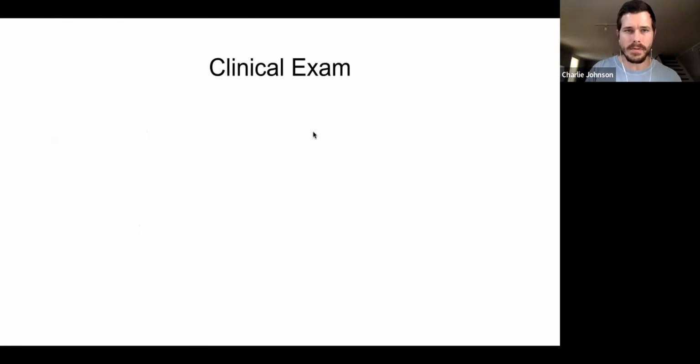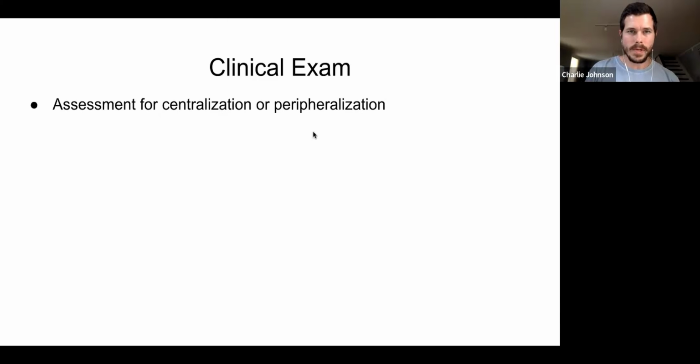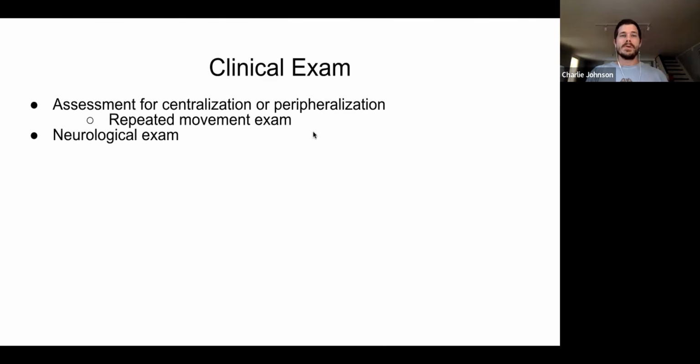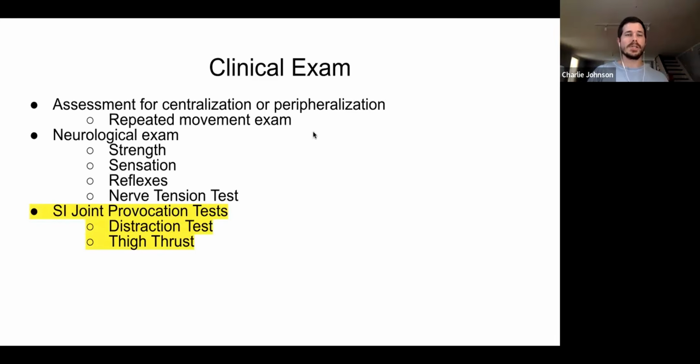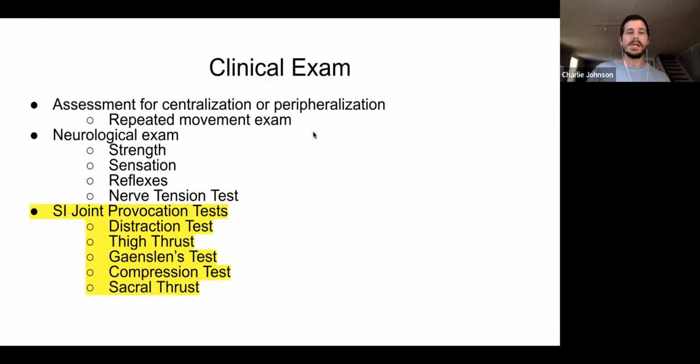Let's tie everything together for you, because I imagine your head's swimming with all this information. You're like, shoot, I got to go back and watch all of this. We're going to try to make it really simple for you. Okay. So assessment for centralization or peripheralization is the first part of the clinical exam, using a repeated movement exam. All right. We assess for the status and/or health of the nervous system via neurological exam: strength, sensation, reflexes, nerve tension tests like straight leg raise, etc. Then SI joint provocation tests, all right: the distraction, the thigh thrust, Gaenslen's, compression, sacral thrust.